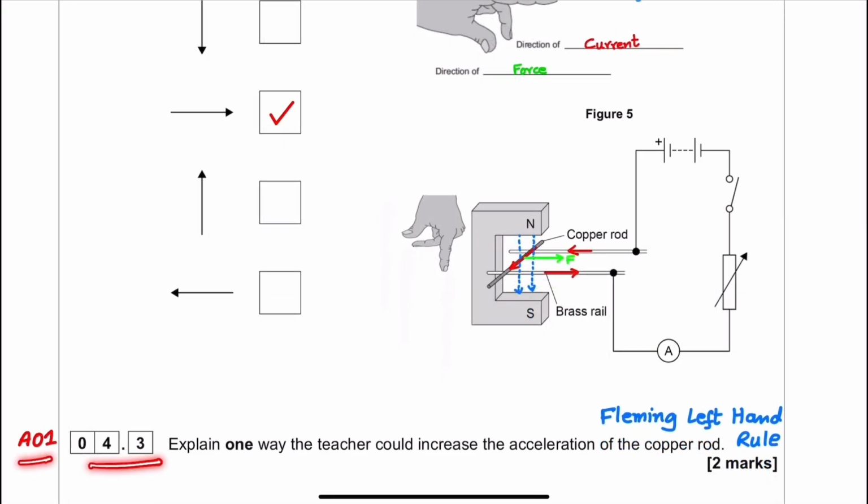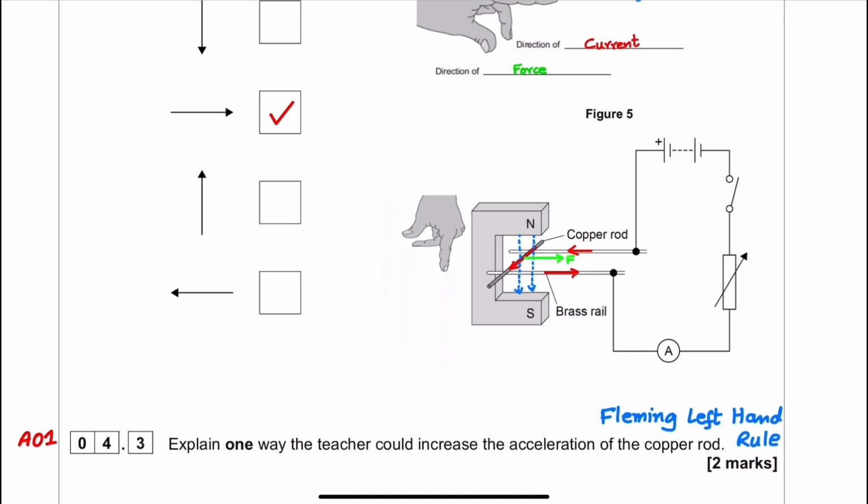4.3 is an AO1 question, and this question is again from the Fleming left-hand rule. Explain one way the teacher could increase the acceleration of the copper rod. It means how the teacher can increase the acceleration or the speed of the copper rod towards the right. It is only possible if there is more force on the rod and the rod can move towards the right side with the greatest speed.